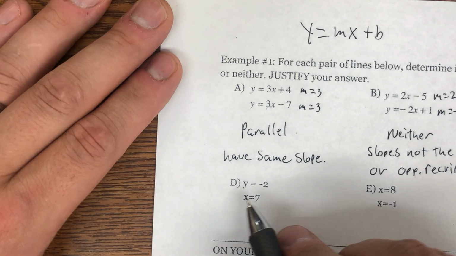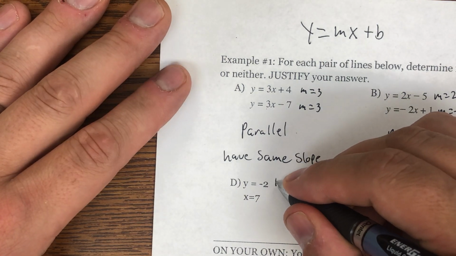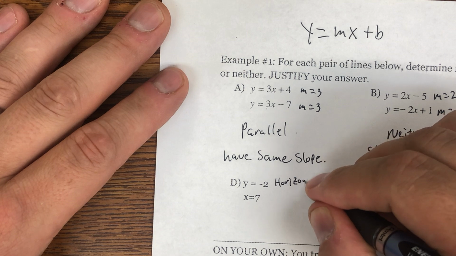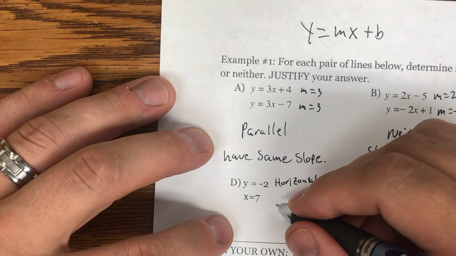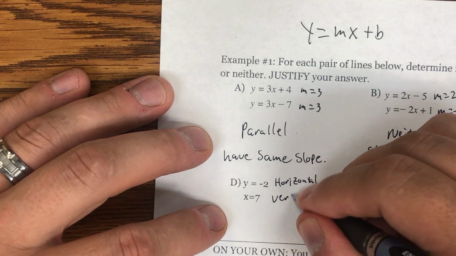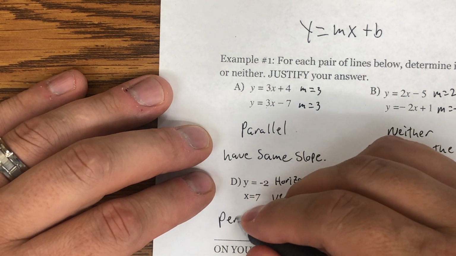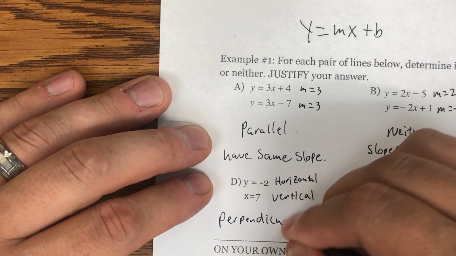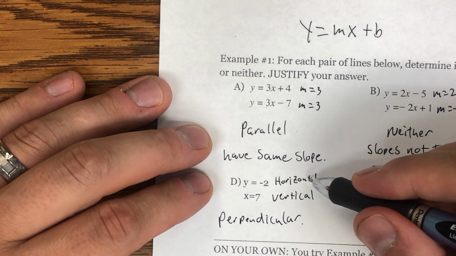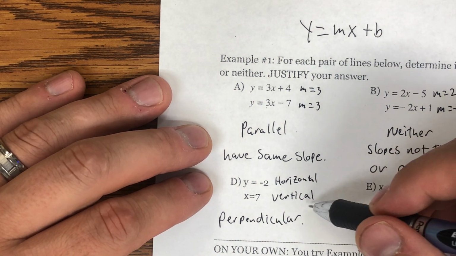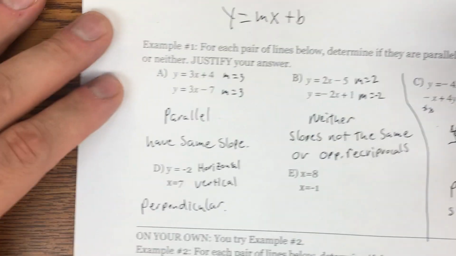Y equals a number. This is a horizontal line. X equals a number. That is a vertical line. A vertical and a horizontal line are perpendicular. And I think my justification is pretty solid here. One's horizontal, other's vertical. That's what we got going on.